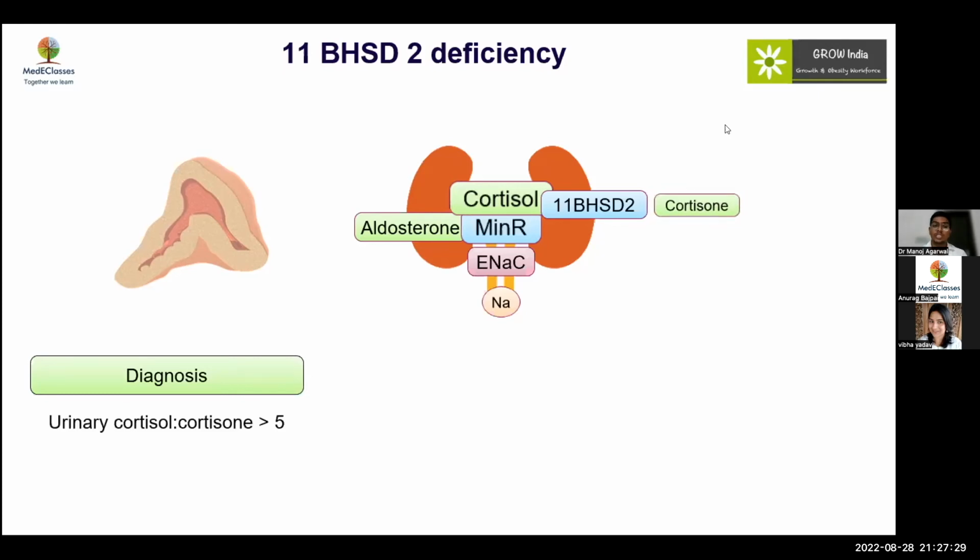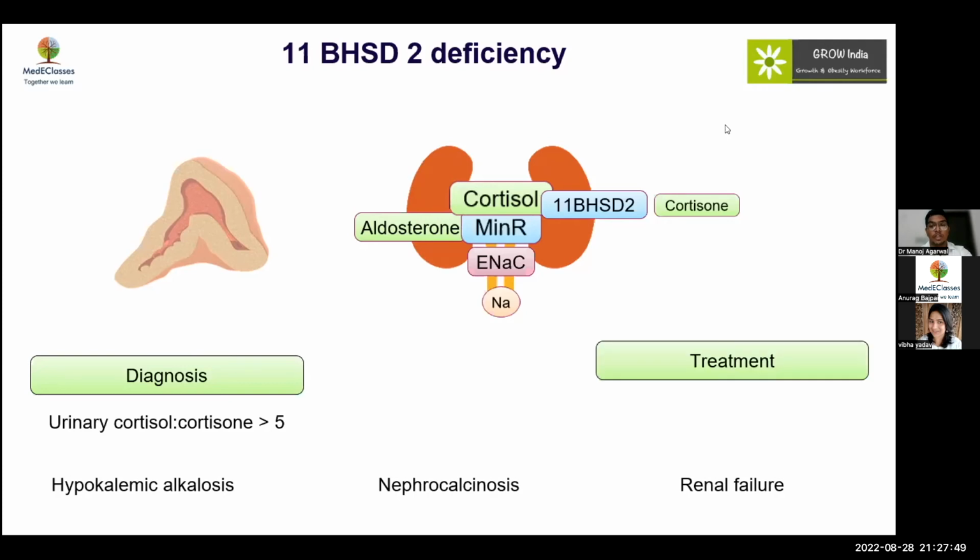And how to diagnose this condition? This condition is diagnosed by a high urinary cortisol to cortisone ratio, which is more than 5. And this patient may present with hypokalemic alkalosis. Due to the excessive loss of calcium, there will be nephrocalcinosis. And if we don't treat this condition, then this patient may present with renal failure. And how to treat this condition? We need to again start with a mineralocorticoid blocker, which is an aldosterone antagonist.